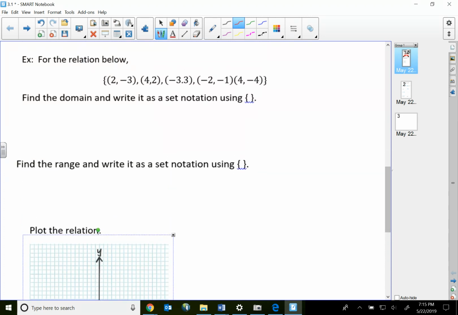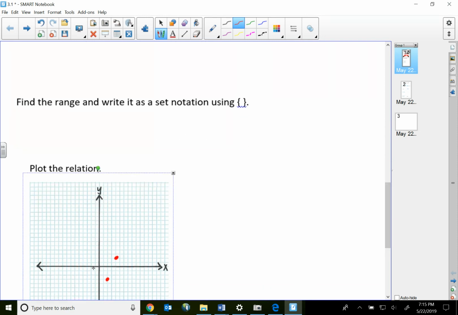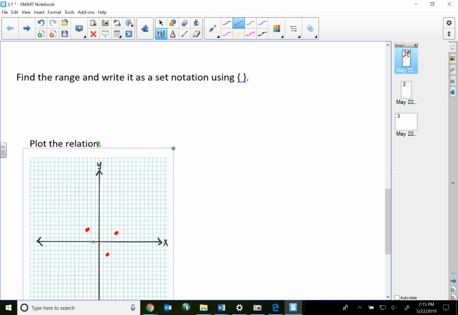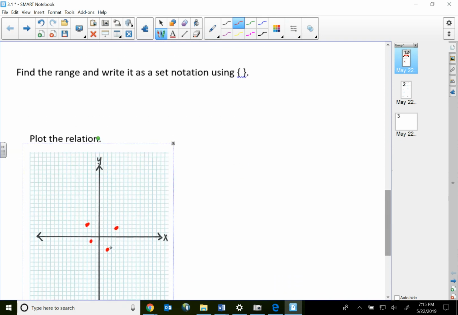(-3, 3): there's a comma right here. -3, 3: 1, 2, left, then up 3. It's kind of small. All right. (-2, -1): -2, -1 is right here. And (4, -4): 1, 2, 3, 4, down 4. All right.